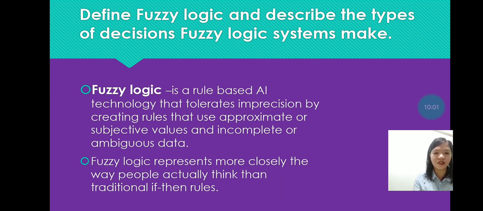Fuzzy logic represents more closely the way people actually think than traditional if-then rules. For example, if we all agree that 120 degrees is hot and negative 40 degrees is cold, then is 75 degrees hot, warm, comfortable, or cold? The answer is fuzzy at best and cannot be programmed in an if-then manner. The Japan Sendai subway system uses a fuzzy logic system to control acceleration so it will operate more smoothly.